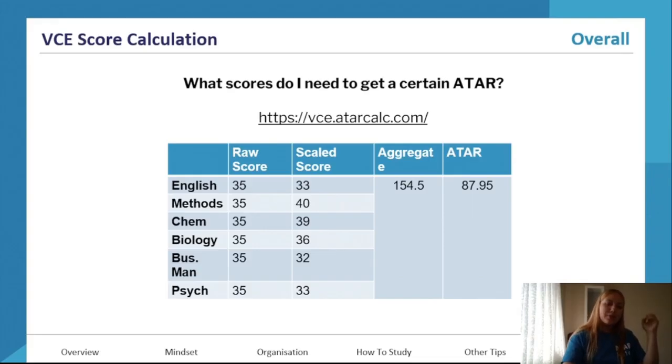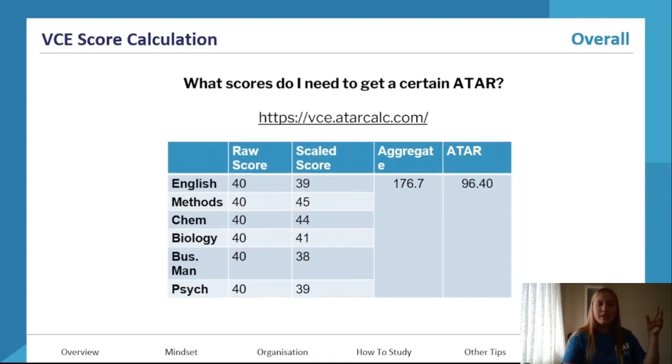Now, if we only score raw scores of around 35, some of these scores get scaled up, some of them get scaled down, we end up with an ATAR of about, in this example, 87.95, but we can just accurately say, depending on the particular subject, we might end up with an ATAR of around 85. So like I said, study scores of 35 are really good because they indicate we're in around the top 25% for that subject.